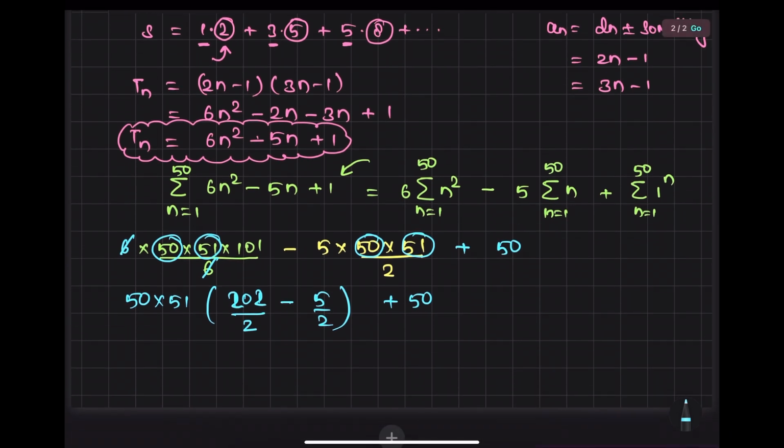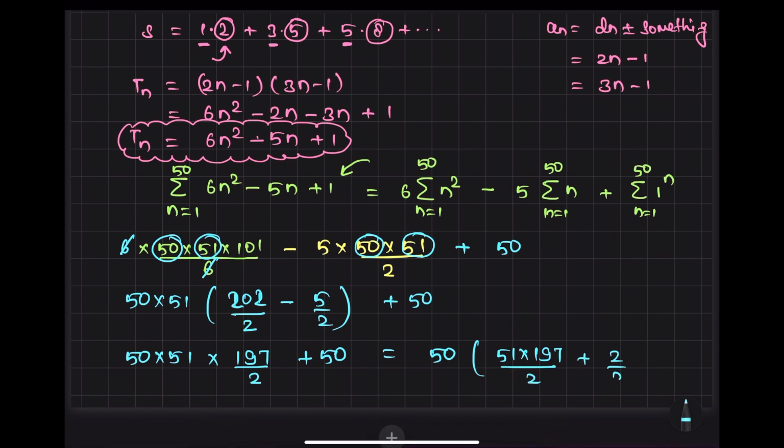We will be left with 50, 51, and then 197 by 2 plus 50. Okay. Again you can take 50 common. So you will be left with 51, 197 by 2 plus 1. So 2 by 2. Now you can simplify things to get the final result.